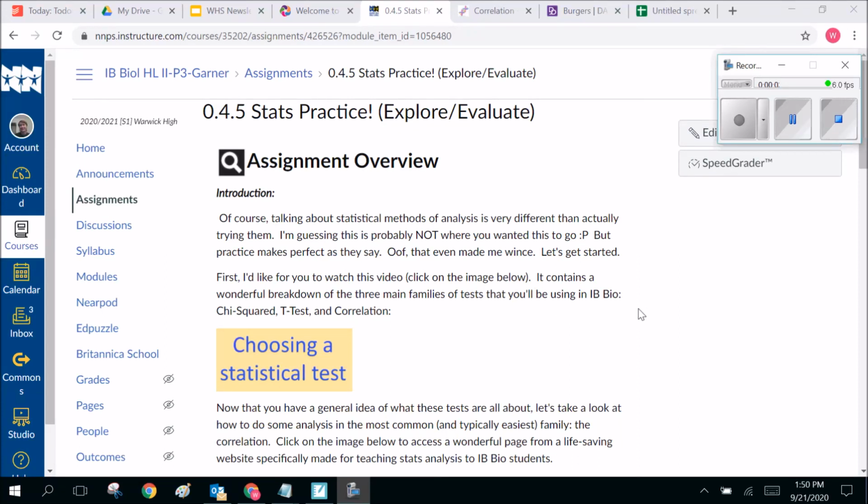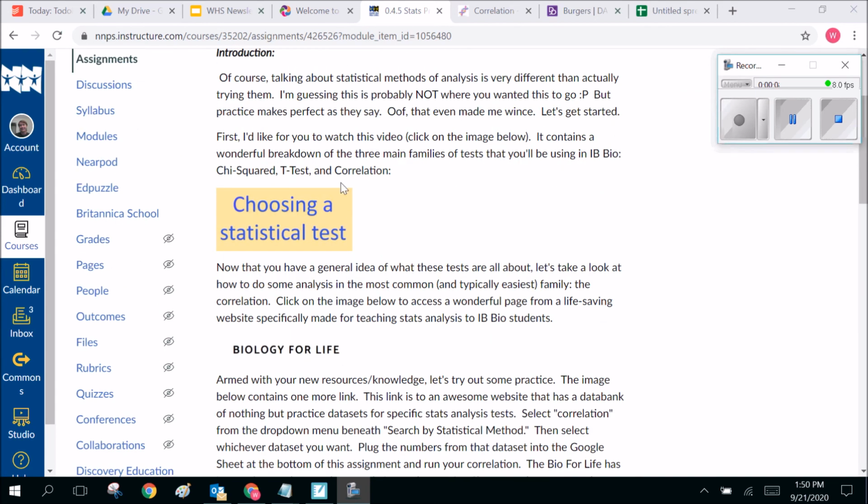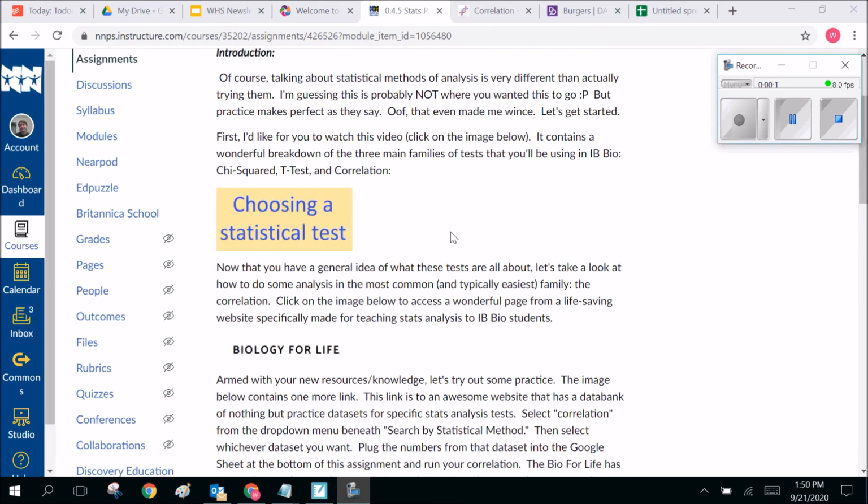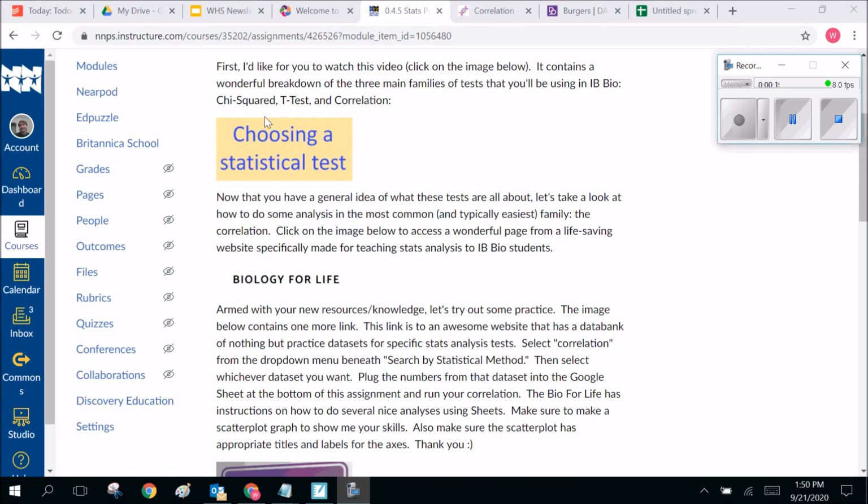Hey guys, this is just going to be a short video in order to help you out with doing some stats practice. We talked about the three families of statistics: the chi-squared, t-test, and correlation. This is on 0.4.5 stats practice on your Canvas classroom. And you can watch this video to help you remind yourself of what these three families are.